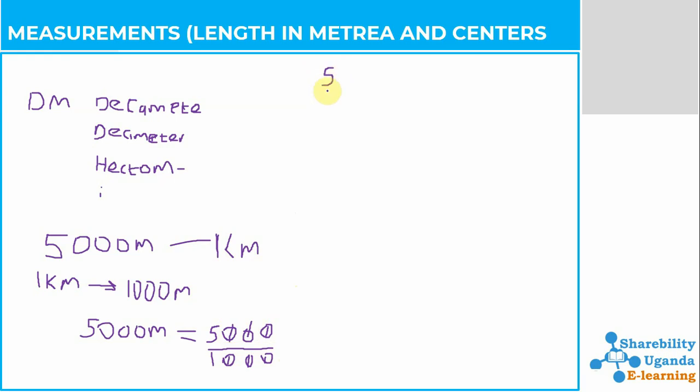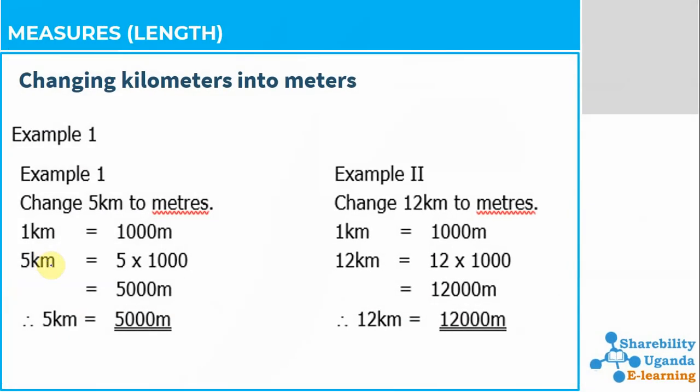So since we are changing meters to kilometers, then this shall actually be our kilometers. You can see that we have been able to come up with the same answer that was given here. So that is the concept that we can use for us to change kilometers to meters, and also meters to kilometers.